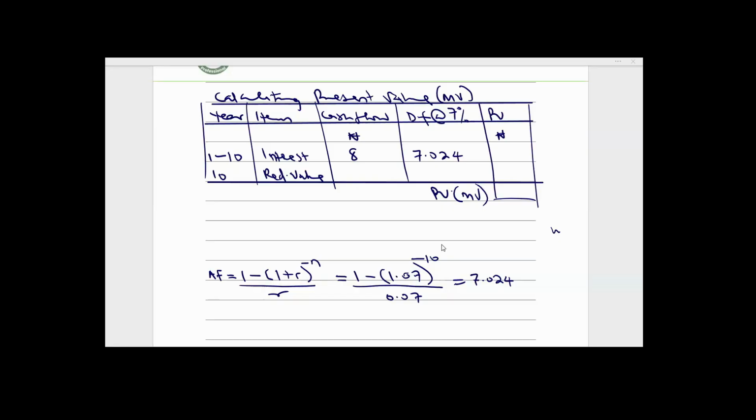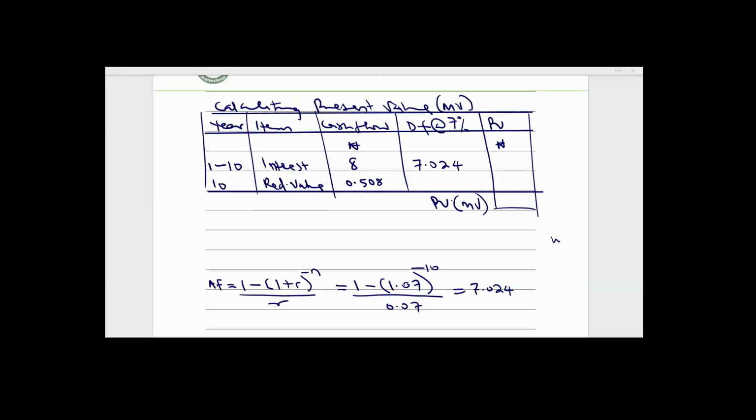So we need to get the discount factor for year 10. This will be 1.07 raised to power minus 10. This will give us 0.508. Let me confirm. So this will be 1.07 raised to power minus 10, that's 0.508, correct.